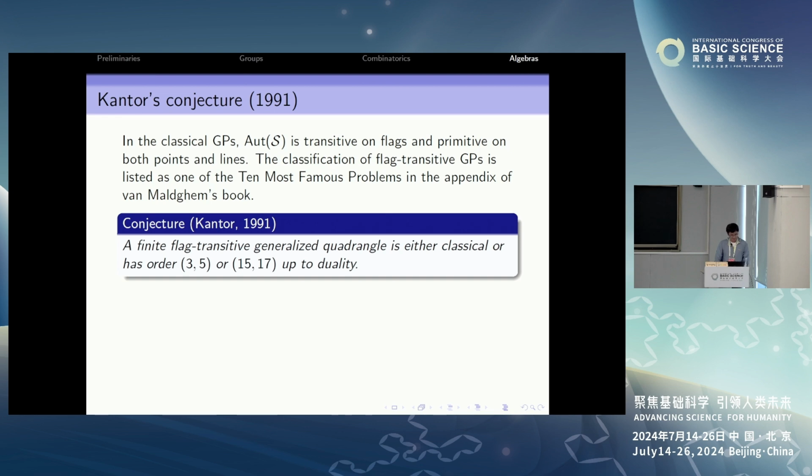For the classical generalized polygons, the automorphism group is transitive on flags and primitive on both points and lines. The classification of flag-transitive generalized polygons is listed as one of the 10 most famous problems in the appendix of Van Maldeghem's book with the same title, Generalized Polygons. So one of the most studied conjectures is about generalized quadrangles, which claims that a flag-transitive generalized quadrangle is either classical or two sporadic examples.